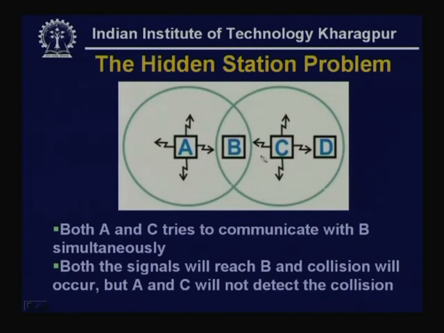As a result, they will not know that some kind of collision has taken place and B has not been able to get the signal. So, in such a case both the signals will reach B and collision will occur, but A and C will not be able to detect the collision. So, A and C will not know. This is the hidden station problem. So, this is hidden between two stations.